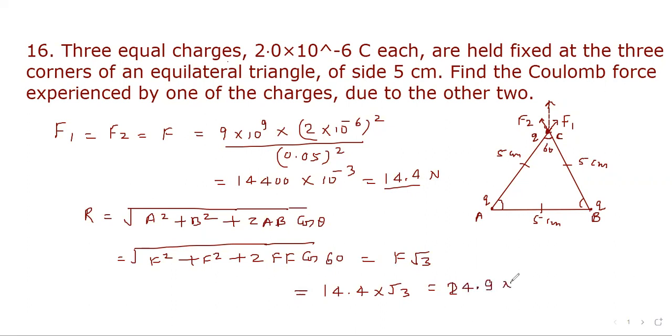24.9 Newton, and its direction will be like this, which is perpendicular to the line joining the two charges A and B. Or here we can say this angle will be 30 degrees. So this will be the direction of the resultant force.